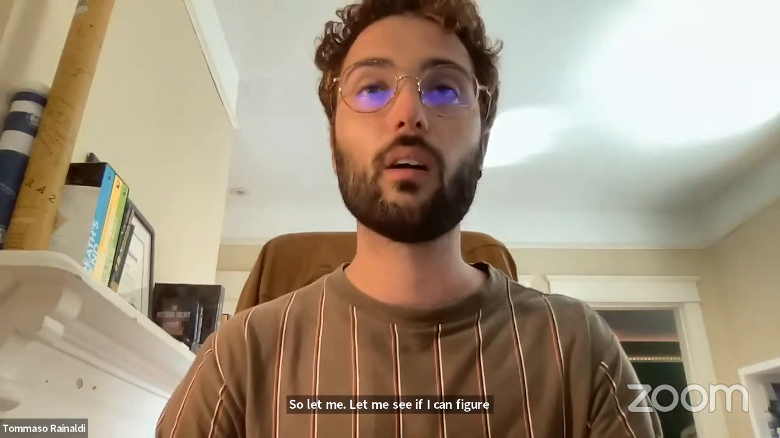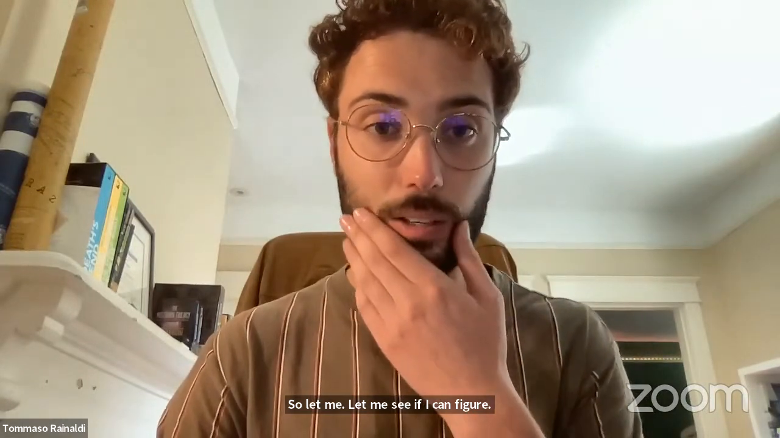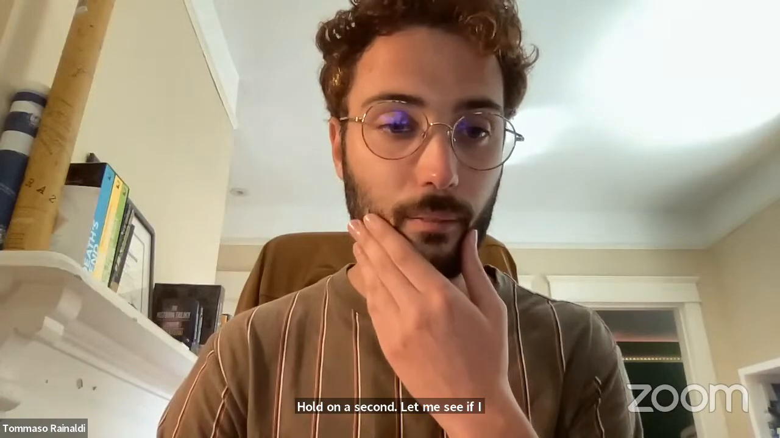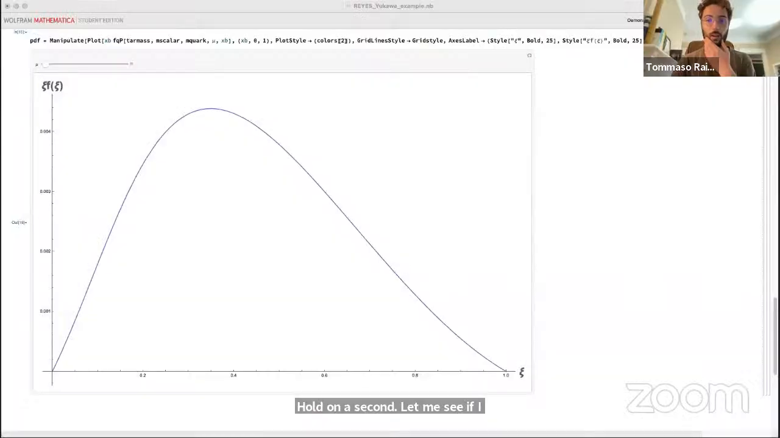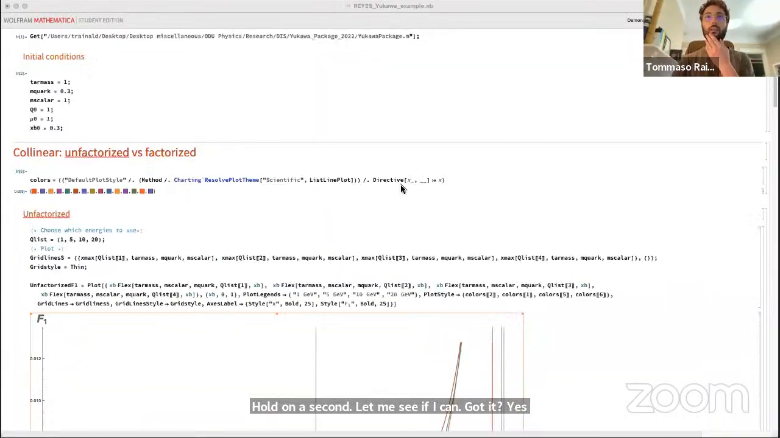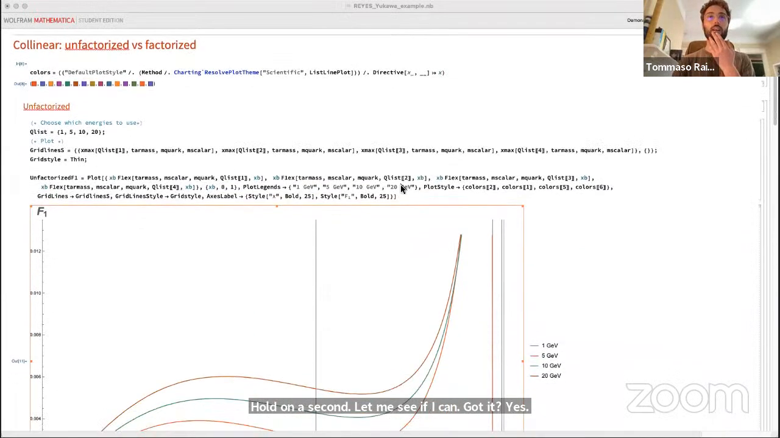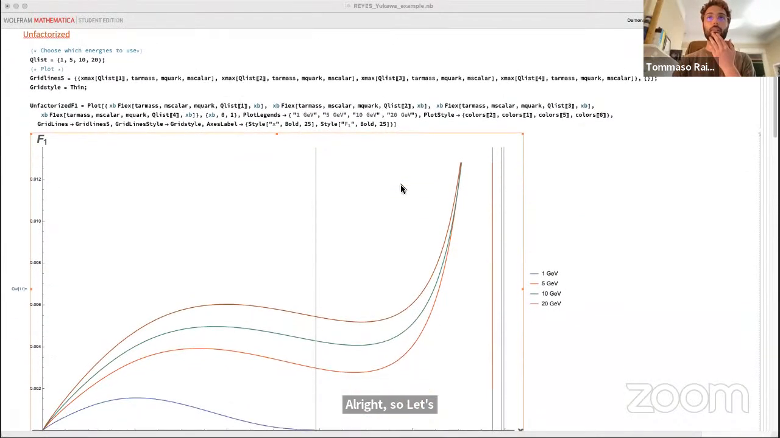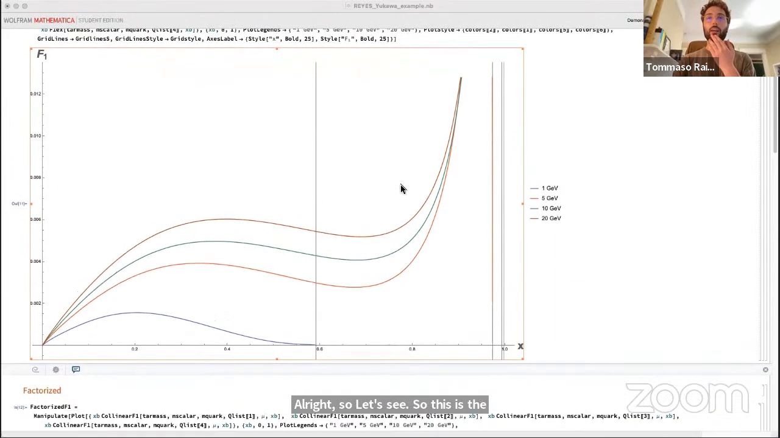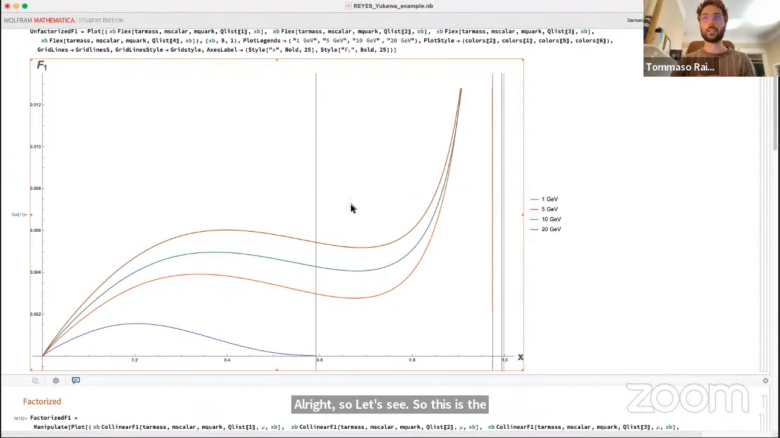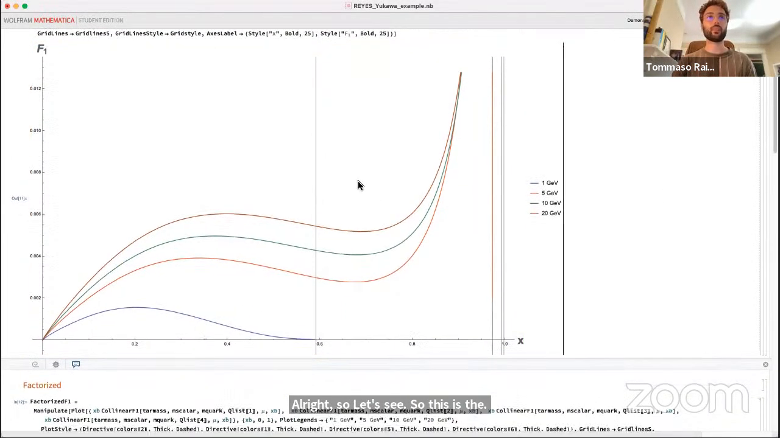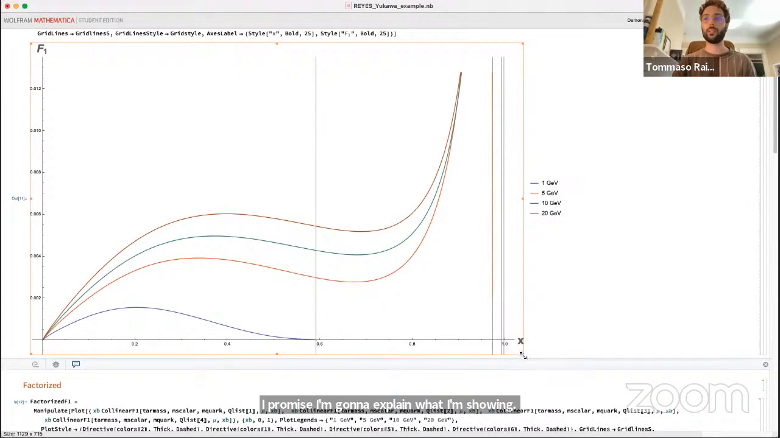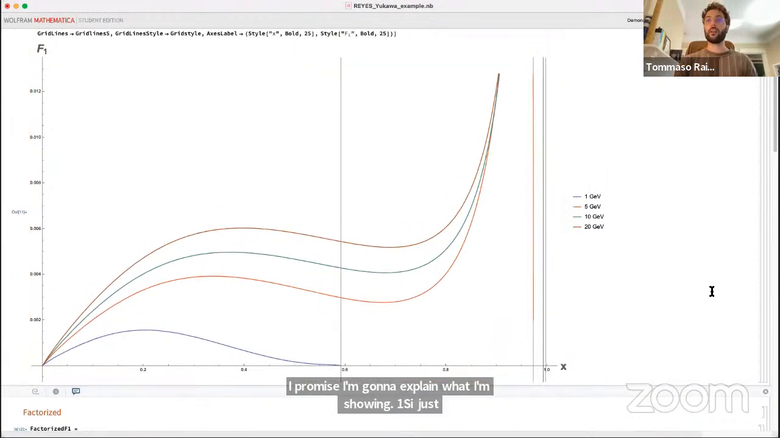Let me see if I can figure it out. Hold on a second. Let me see if I can get it. Yes. All right. So I promise I'm going to explain what I'm showing. One second. I just want to make it big so they can all see.